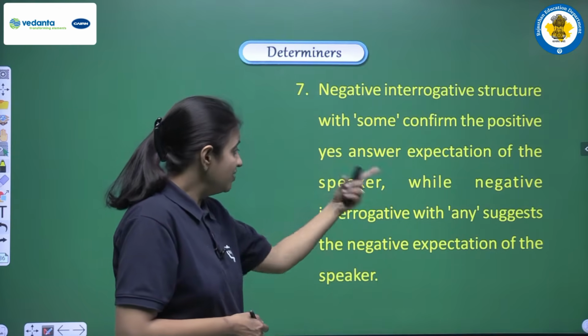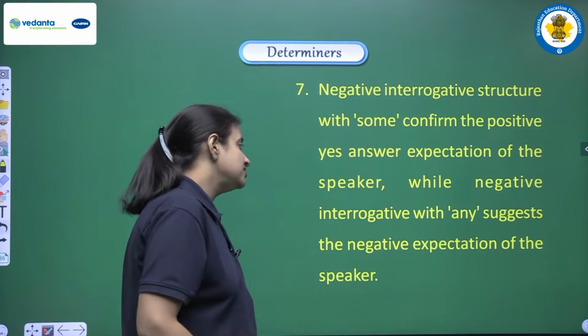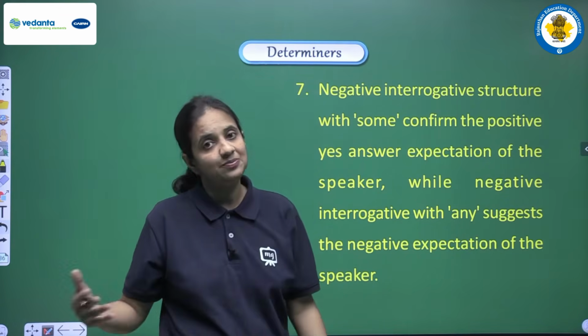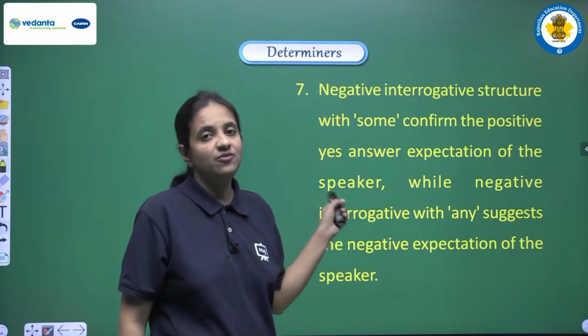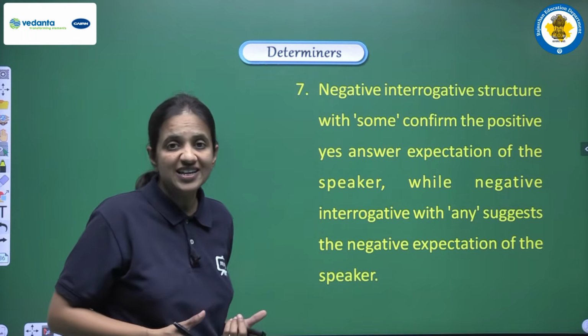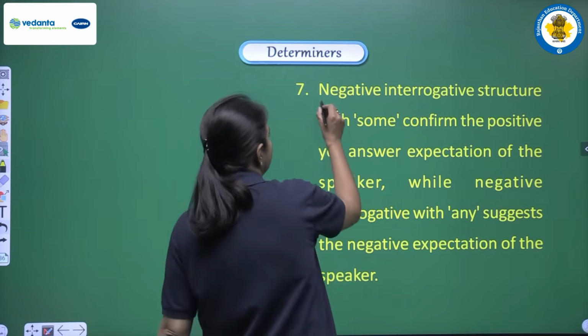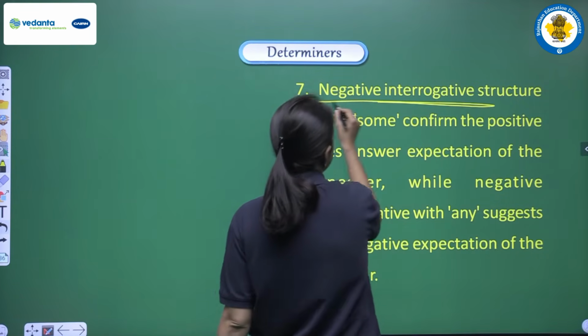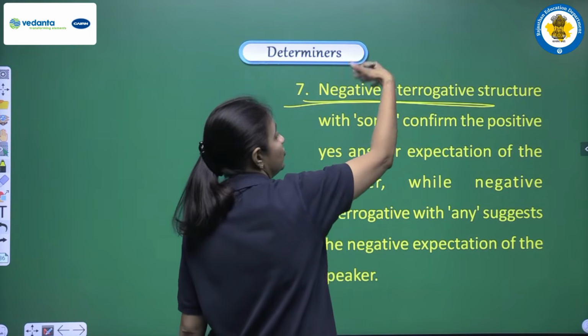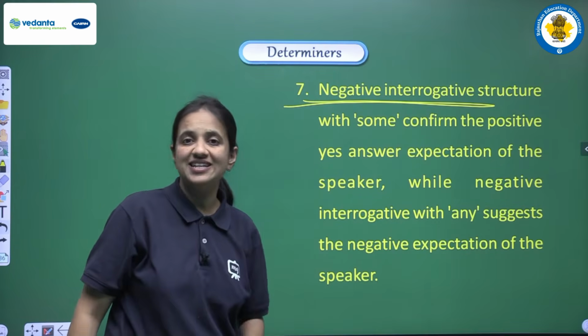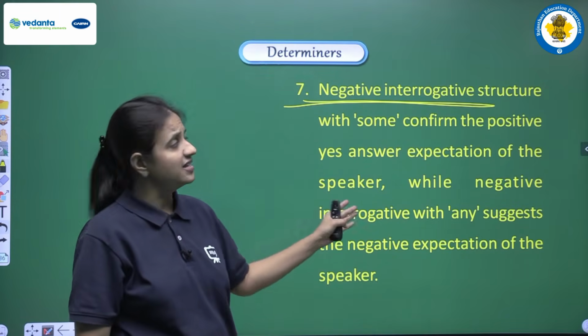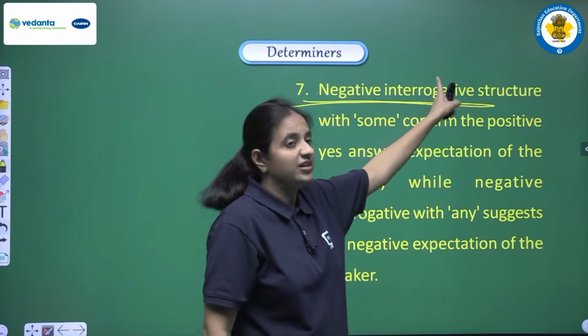Next, moving on, let's see the negative interrogative structure. A negative interrogative with some confirms the positive yes-answer expectation of the speaker, while a negative interrogative with any suggests the negative expectation of the speaker. So now let's see, we are having one more structure of the sentence, and this time we are having both things in our sentence. There is a not also, there is a question word also, and at the end there is a question mark. Such sentences are known as negative interrogative structure.